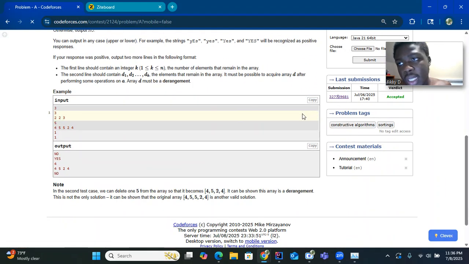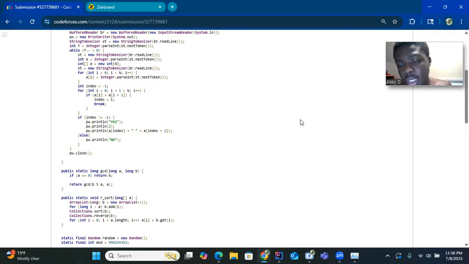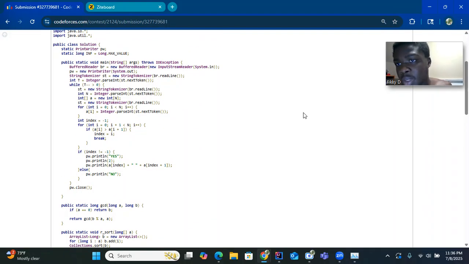So what we're going to do, as you'll see in the code, is iterate over all adjacent pairs, and if there is an adjacent pair that's out of order, then we know this is possible and we print yes. If there's no adjacent pair that's out of order, that means the array is sorted, and therefore there's no way we can form a derangement by removing some subset of elements.